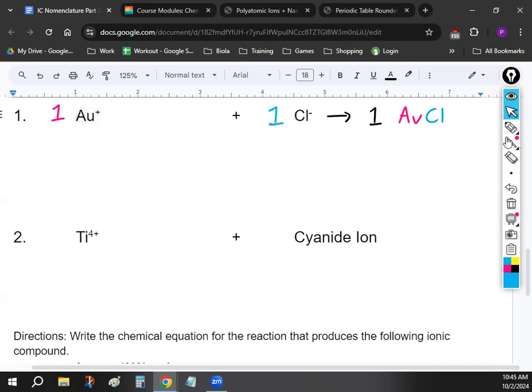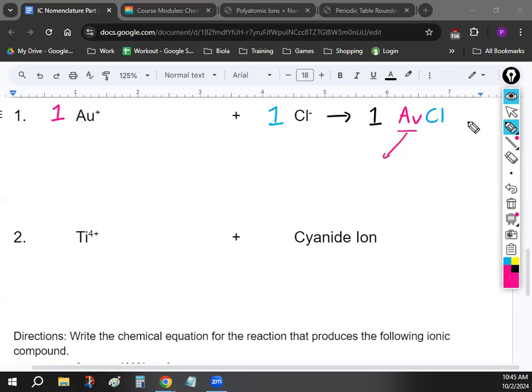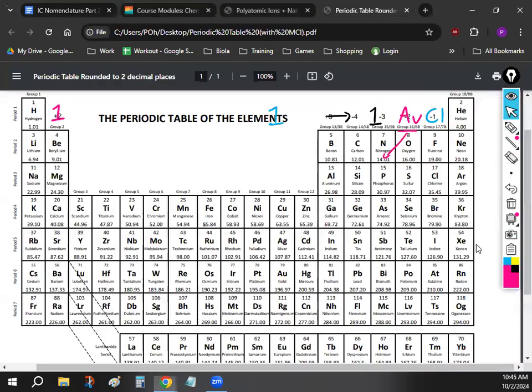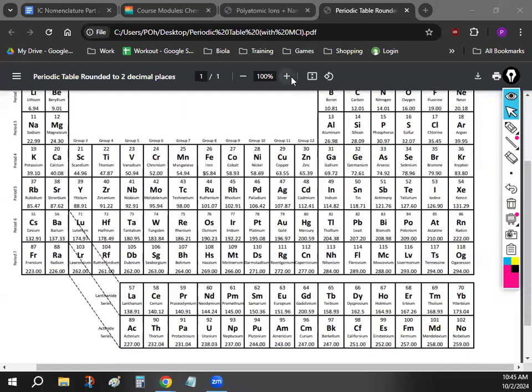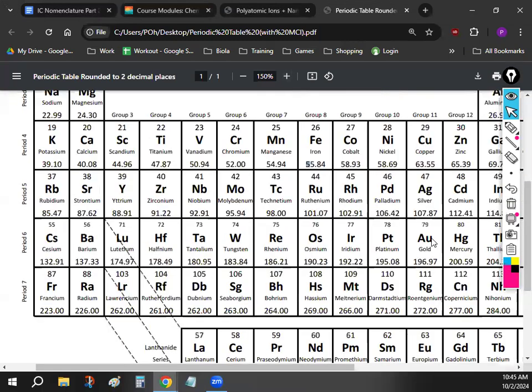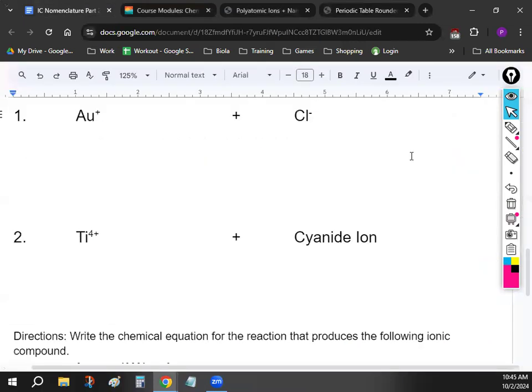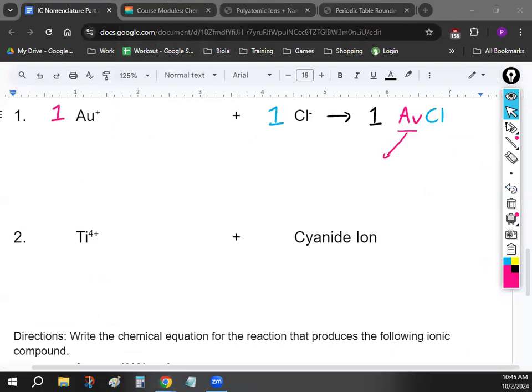Okay, let's do the naming now. If you take a look at the cation, which is Au, on the periodic table, it's in the section that does not have the pattern, right? Au is right here. So for this one, we need to use the new naming rule where we use the parentheses. Au is gold, so we're going to write gold.